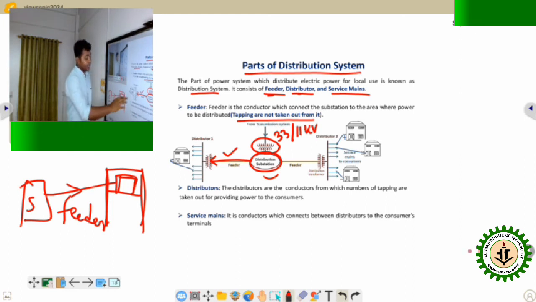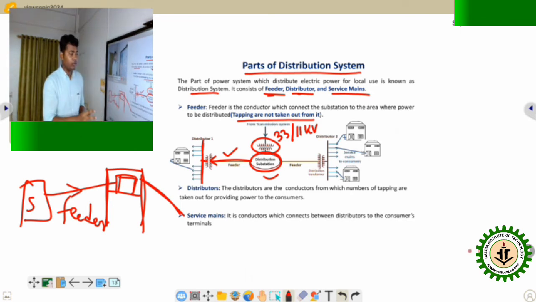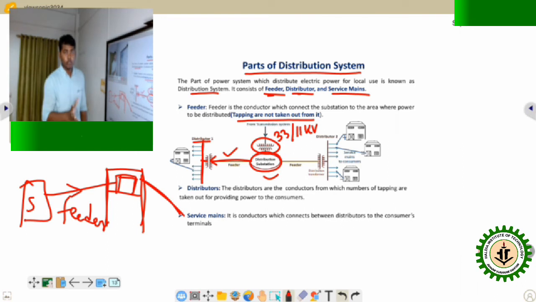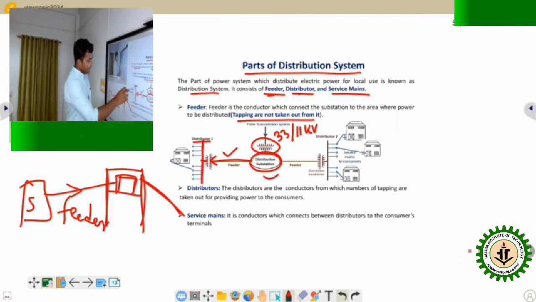Next, after the feeder, what happens? There is a distributor. Distributor means this part, which distributes the power from this transformer to the consumer. One thing about the distributor: whenever we design the distributor, the voltage drop should be considered, because there are different tapping options. In the case of a distributor there are different tapping options, but in the case of the feeder no tapping option is there. Okay, I will discuss this later.